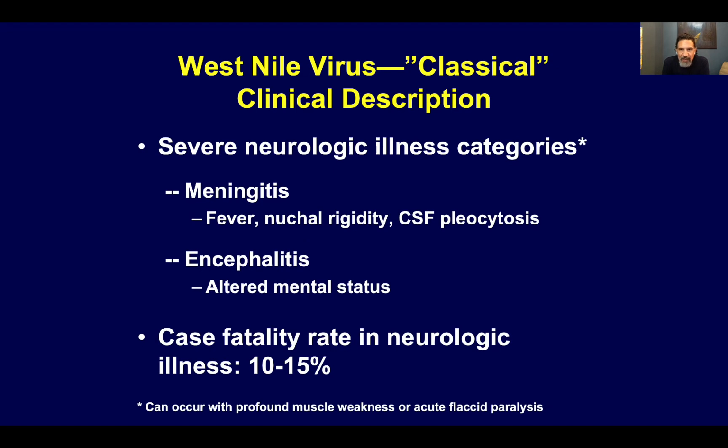So a small fraction, less than 1% of West Nile virus infections, result in severe neurologic illness, including meningitis and encephalitis. And these have a case fatality rate on the order of 10 to 15%. And severe neurologic illness is more likely to occur among elderly persons in West Nile virus infection.